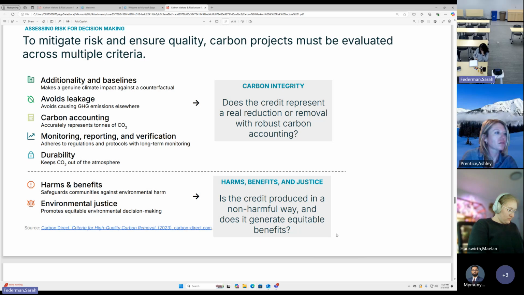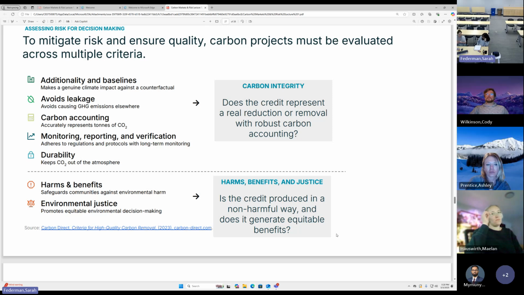So we can think about leakage in two contexts for these projects. The first is what you were saying, which would be activity leakage. So is this project displacing activity? If I am reforesting an agricultural field, am I just going to go cut down a forest somewhere else to grow my crops? You're not really creating a climate impact there, right? You're just displacing the activity. So it's a little net neutral.